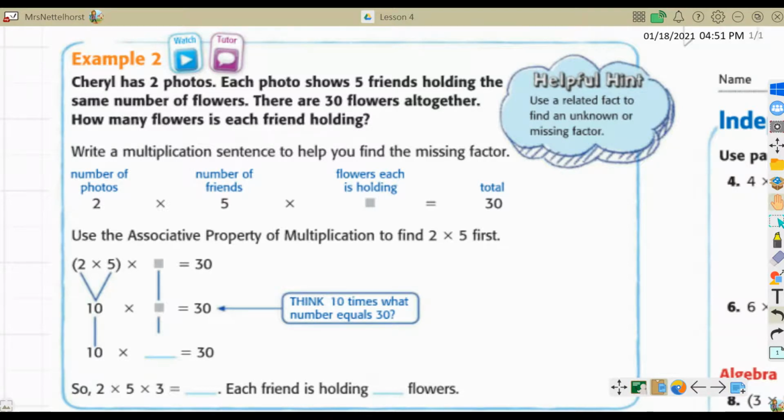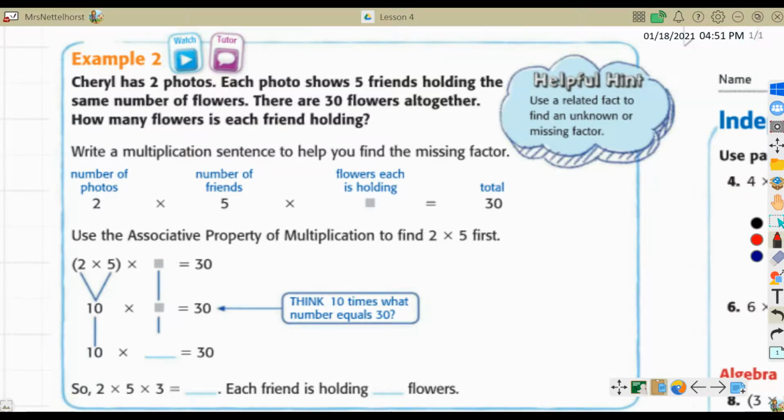Cheryl has 2 photos. Each photo shows 5 friends holding the same number of flowers. There are 30 flowers altogether. How many flowers is each friend holding? Okay, so I can think of this as in a picture. They label it here for you, but I like to use a picture to help me with these harder problems. And I don't care if you draw pictures in the margin on the side, if that helps you to do it as well.